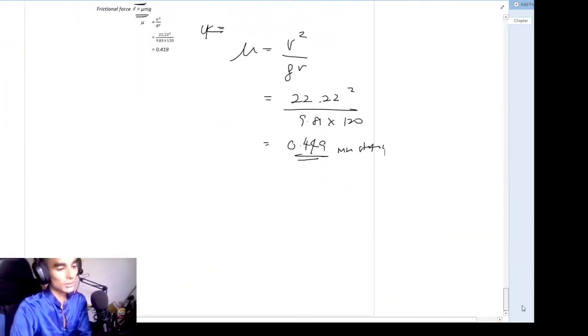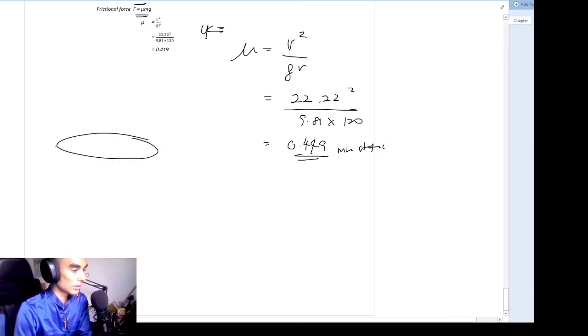Any question? One more famous question is about a disc that rotates, and then we have a coin. Given the mu of the coin, the static friction of the coin, how fast is the turntable, the disc, rotating? This is O, it rotates. So find how much is the omega of the disc before the coin will slip.